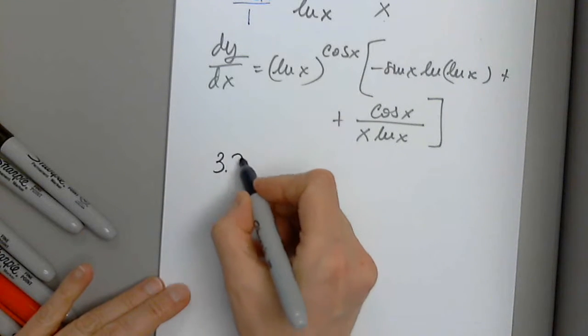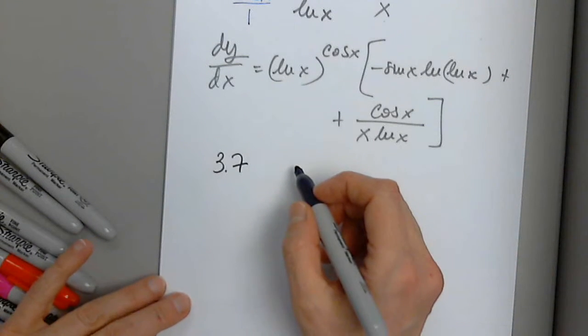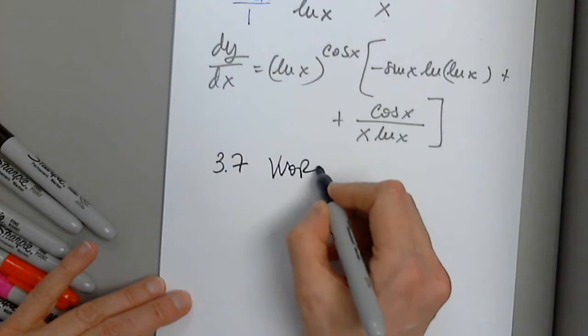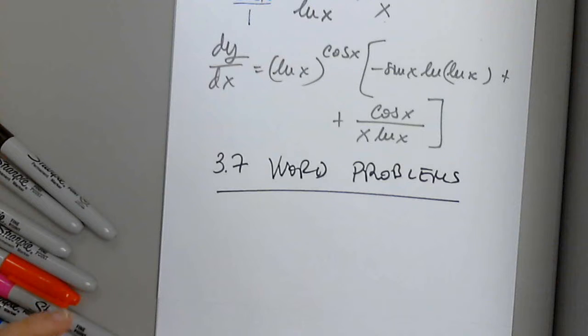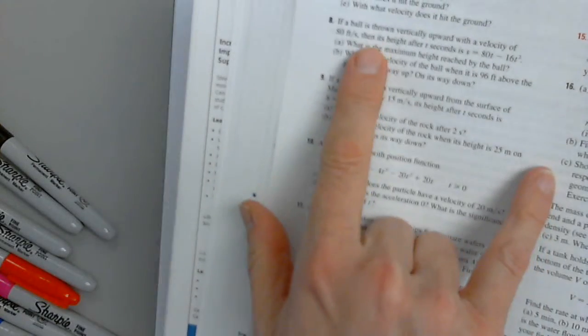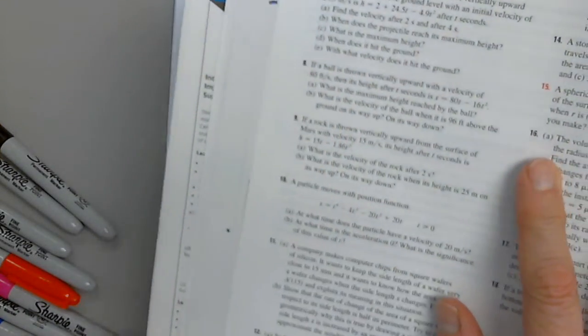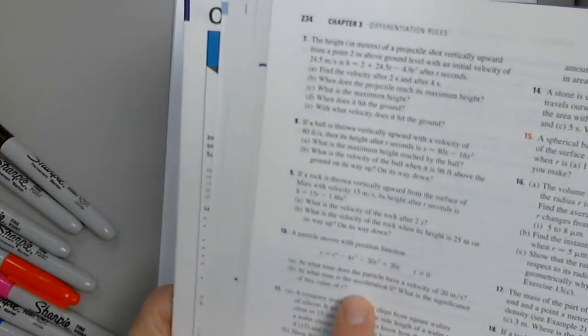Okay, 3.7, word problems. So we looked at a lot of theory, and we looked at a lot of differentiation and logarithmic differentiation, etc. What do we do with this? Okay, so let's start with a simple situation and work our way up. So I would like to choose a problem with motion. So we have several problems with motion here.